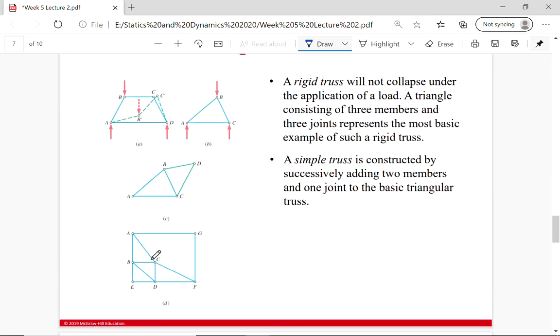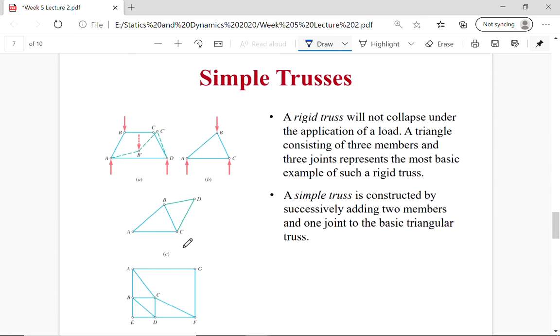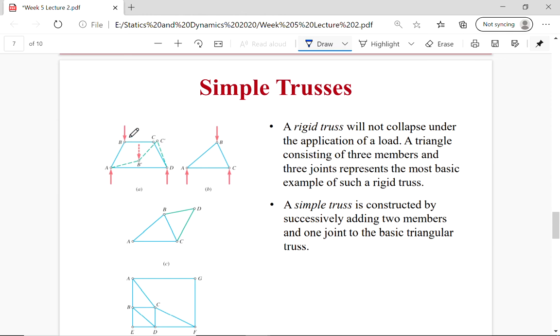Or I could keep on adding triangles, and then add from A to G one member and from F to G one member and connect them in a joint, even though this doesn't form a triangle here. But if I start off with members that aren't connected, or add more than 2 members to one joint, like for this shape here, this is not a rigid truss. It can't support every load.